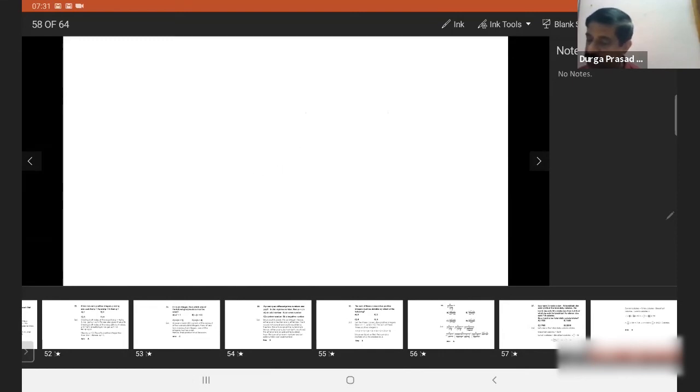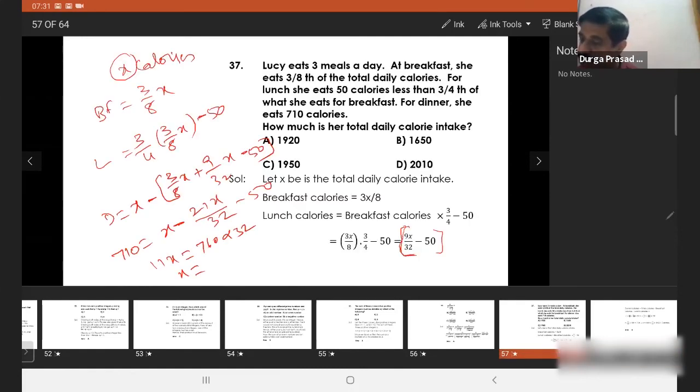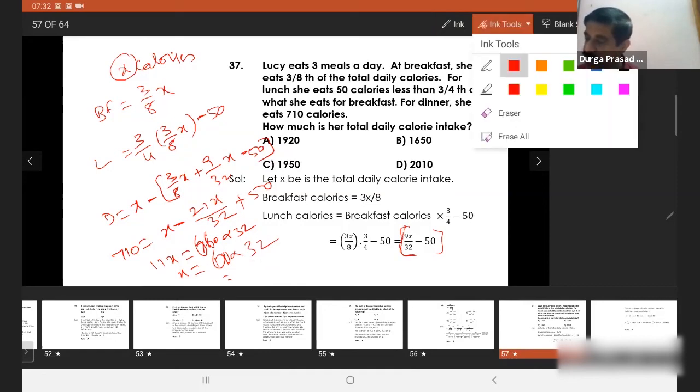So he says less or more. This should be 50 calories less than 3/4 of this. So minus of minus is plus 50. Good. So that is the mistake. So you'll get 660. So x is 660 into 32 by 11, 6 into 32. What is 60 into 32? We'll rewrite this so that it looks neat.